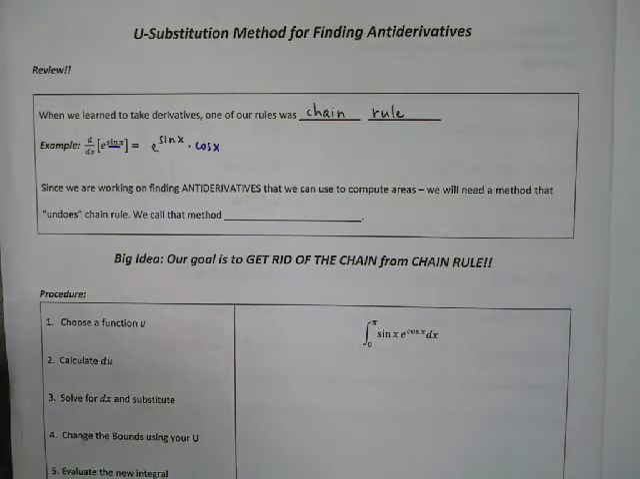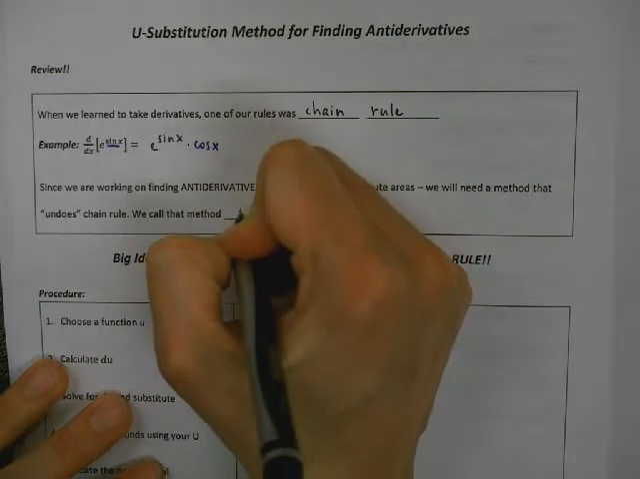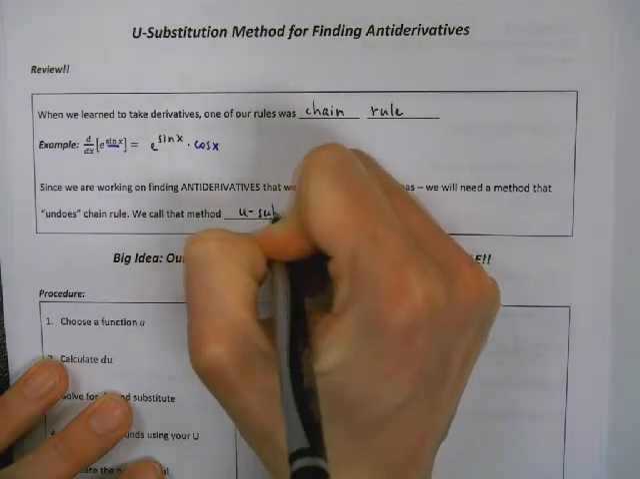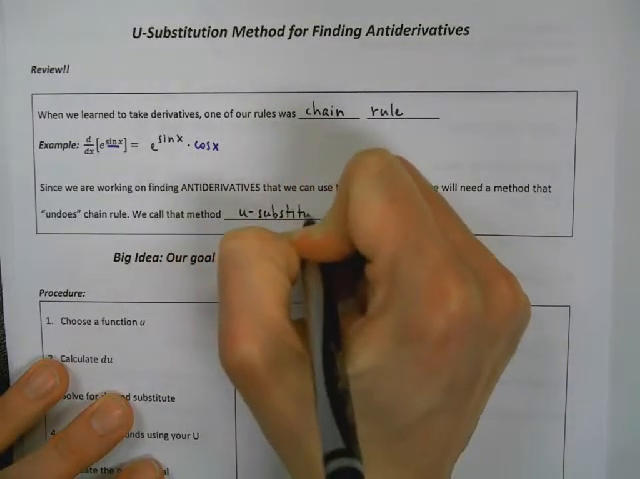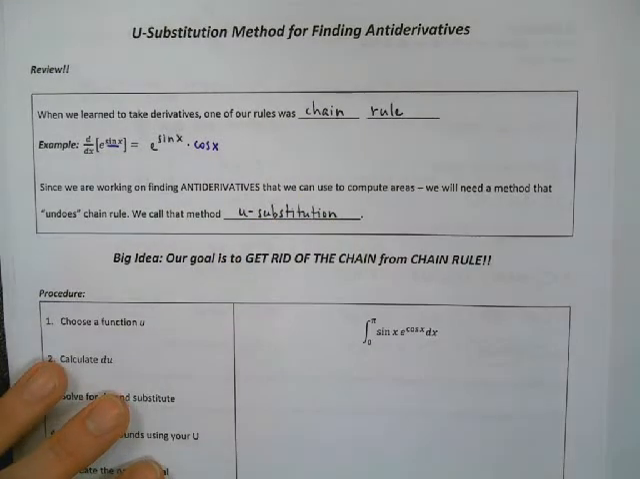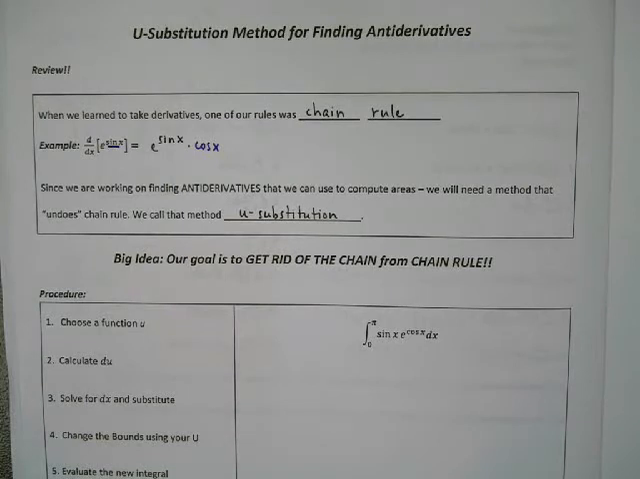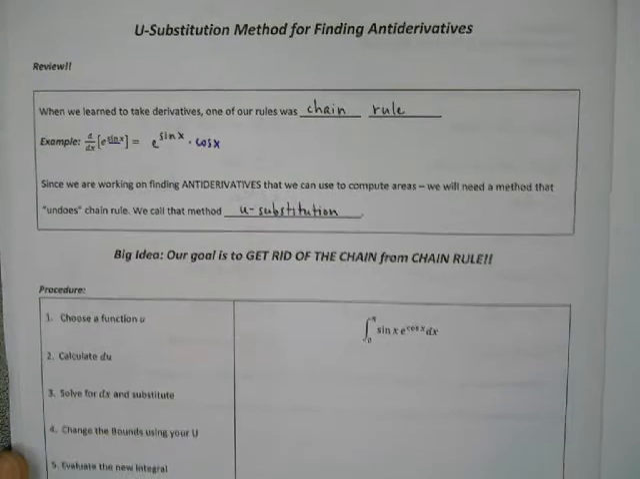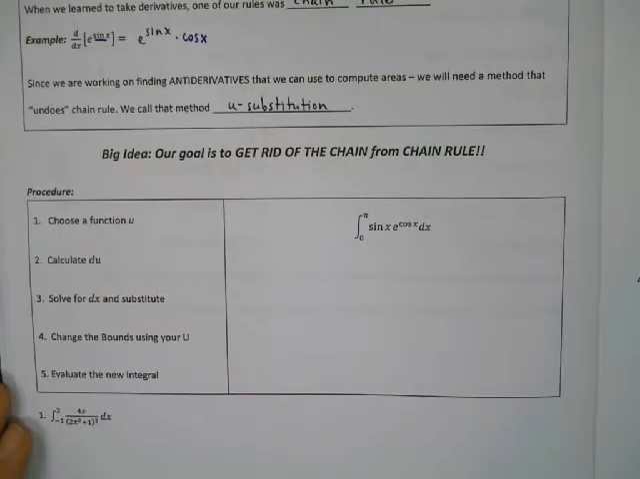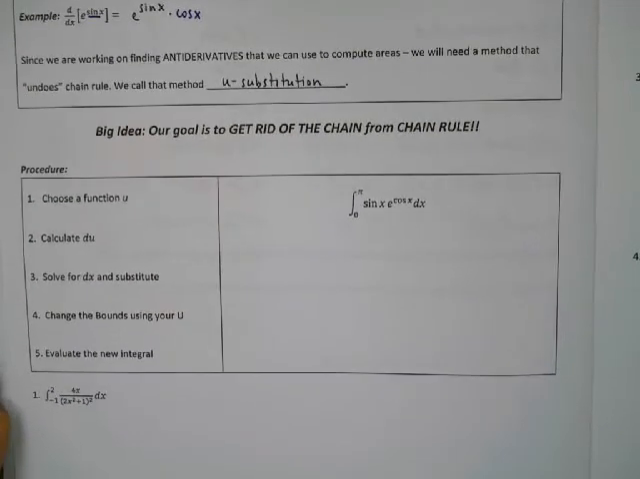So since we're working on finding antiderivatives that we can use to compute areas, we need a method that undoes this chain rule. And so we call that method U-Substitution. So we're going to go through a problem step by step here, and then we'll do maybe one other one in the video. So here's the big idea: we have to get rid of the chain, that extra piece that comes from the chain rule.